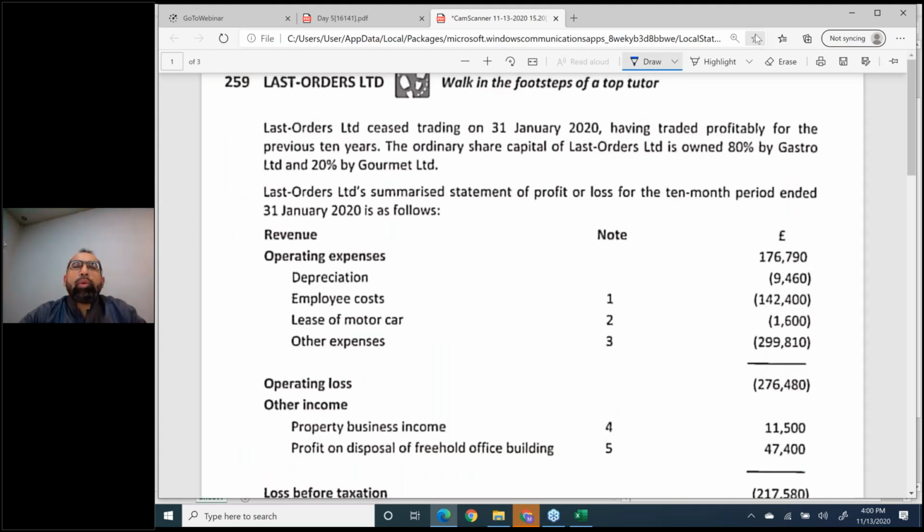Dear audience, today is the last day of our P2P sessions F6 TX. Yesterday, if you remember, we did corporation tax, and then we did one question, Softapp. There is one more question, Last Orders Limited, which we have to do today, and then we'll shift to the planning part, the 10-mark question, which normally comes in the last 40 marks. We'll be discussing that also.